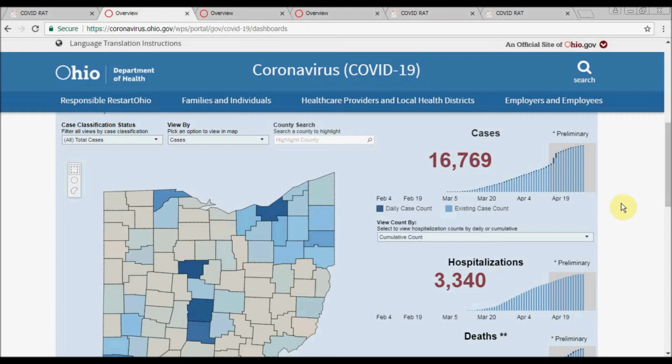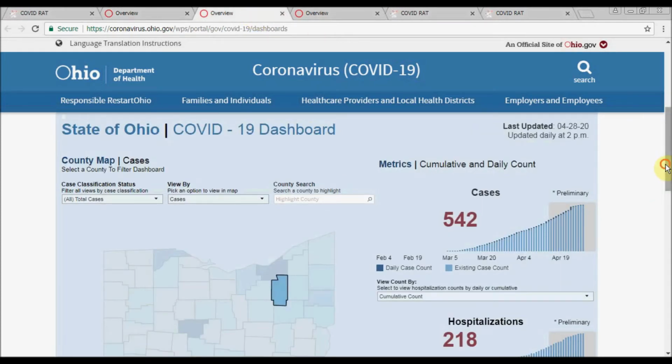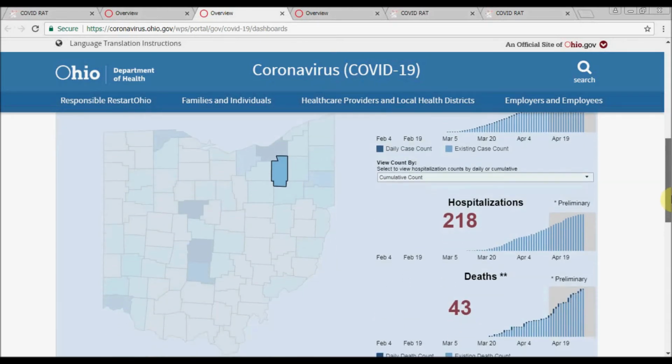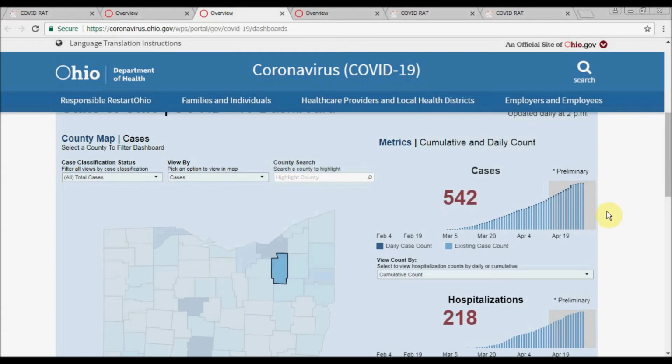Now, since I'm studying Summit County, let's go over here to Summit County and get the numbers from there. Here's our cases, hospitalizations, deaths, and let's get our growth rate here. 542 minus 426. I've already done the math, and that takes into consideration this spurt right here. Summit County is 2.14%.